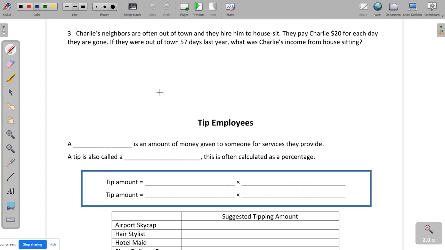Okay, let's look at Charlie. Charlie's neighbors are often out of town, and they hire him to house sit. They pay Charlie $20 for each day that they are gone. If they were out of town for 57 days last year, what was his income for house sitting? We take the number of days and multiply by the amount per day. So 57 times $20 gives us $1,140.